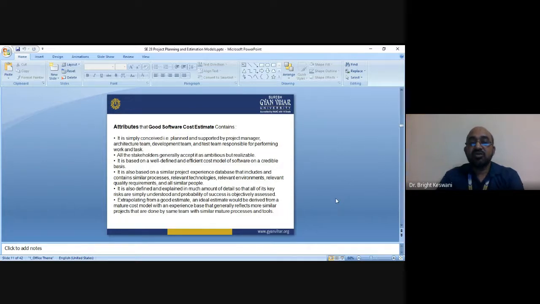Attributes that a good software cost estimate contains. What are the attributes? First, it is conceived, planned and supported by the project manager, the architecture team, development team, and test team responsible for performing the work. Secondly, all the stakeholders generally accept it as ambitious but realizable, and it is based on a well-defined and efficient cost model of software on a credible basis. It is also based on a similar project experience database that contains similar processes, relevant technologies, relevant environments, relevant quality requirements, and similar people. So there are so many attributes of a good software cost estimate.